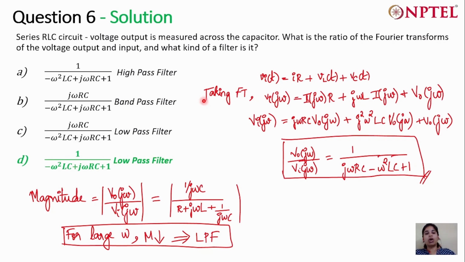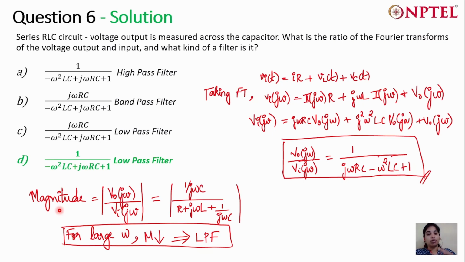Now, we have to find what kind of filter this is. How are we finding that? I am finding the magnitude of the ratio of output to input voltages. So, it is 1 by j omega C divided by R plus j omega L plus 1 by j omega C. Now, if omega is large, if omega tends to infinity, for example, what does this numerator become? 0, correct? So for large omega, the magnitude is becoming very small.